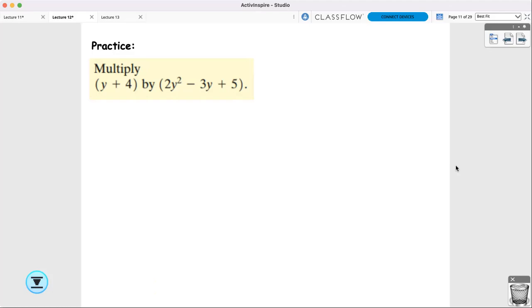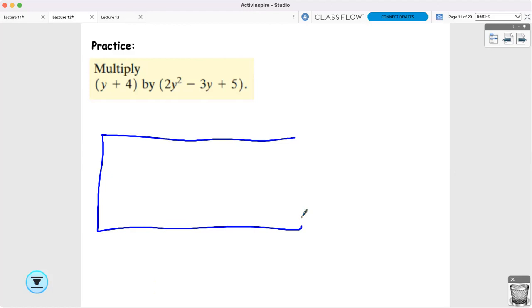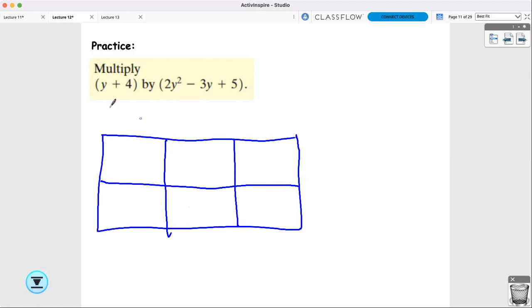Okay, so I challenge all of you, try the box, set it up yourself. It's a 3x2 again. I'll set it up, and then your job is just to multiply it out and combine like terms. Since it's a juicy one, I'm gonna give you about 3 minutes on this one. Hopefully that's enough time to multiply and combine like terms. All right, 3 minutes.